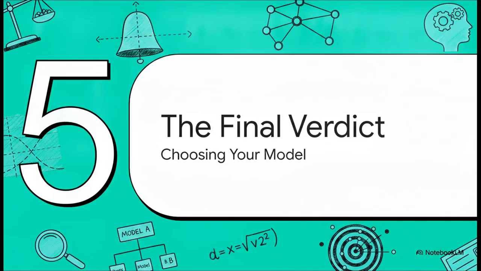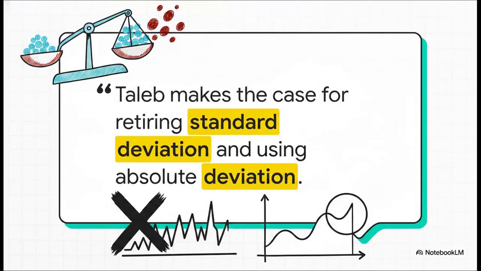Which brings us to Section 5, the final verdict, choosing your model. So what does all this theoretical math actually mean for you out in the real world? Well, because standard deviation squares the errors, it severely punishes outliers. And this exact fact led famous statistician and author Nassim Taleb to argue that we should completely retire standard deviation. He believes we should just use mean absolute deviation instead, because standard deviation exaggerates extremes in ways that just confuse everyday people and distorts our true understanding of normal spread.